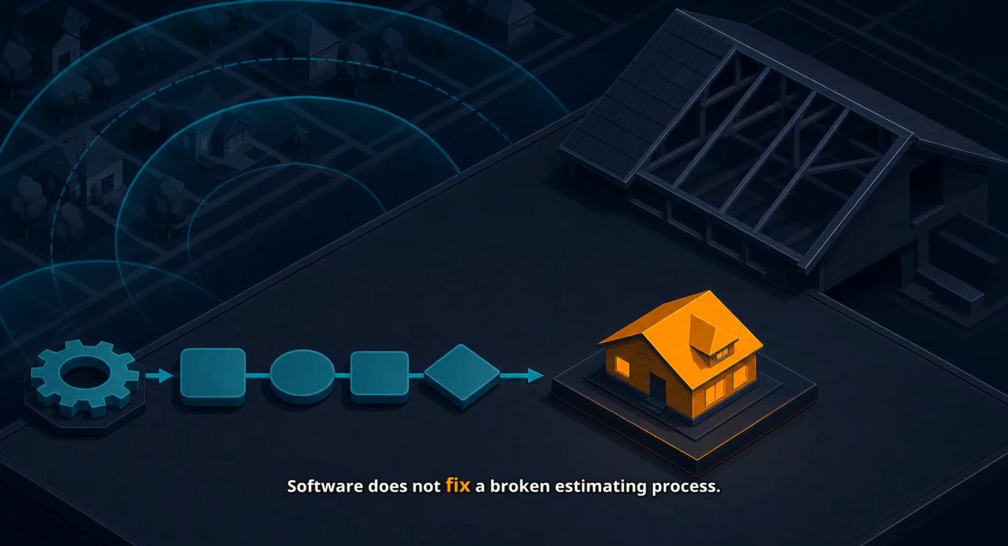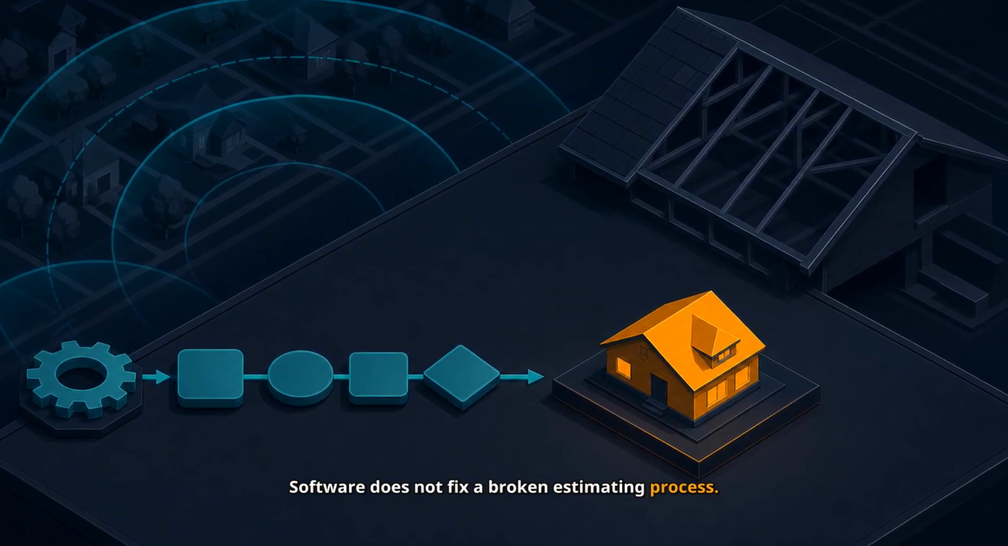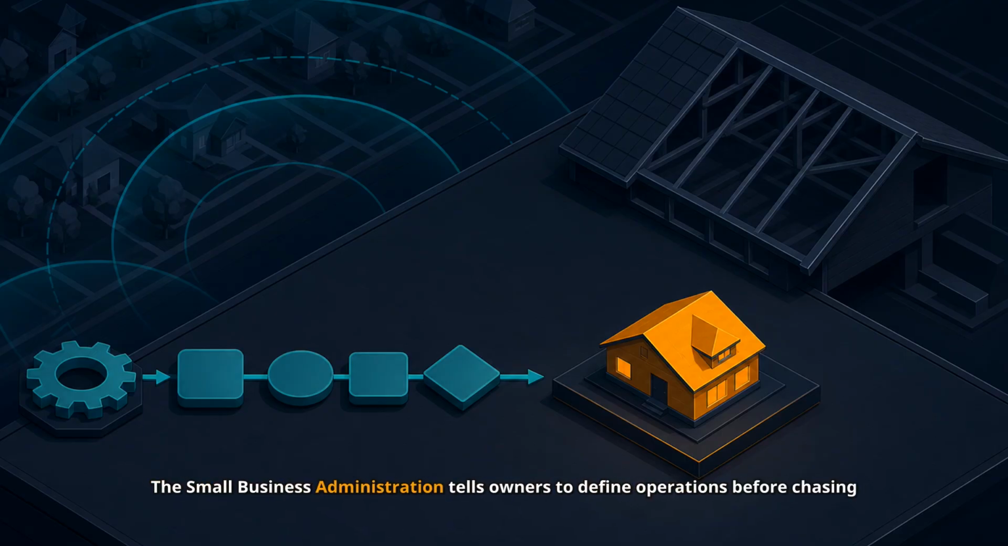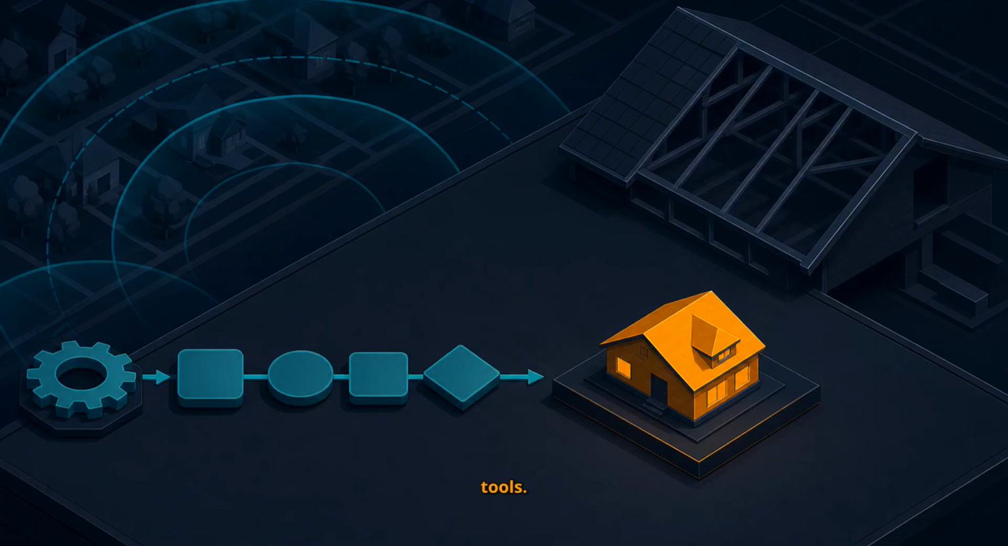Software does not fix a broken estimating process. It speeds it up. If your shop has no standard photo list, no required exclusions, and no rule about who can move margin, a slick platform just lets you email sloppy estimates faster. So define the standard first, then buy the enforcement. The Small Business Administration tells owners to define operations before chasing tools. Define it, then go shopping.